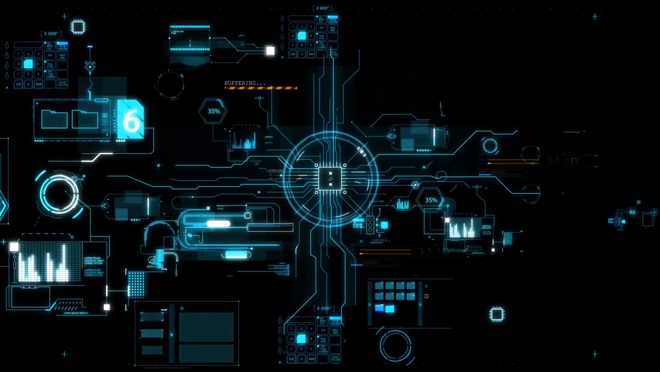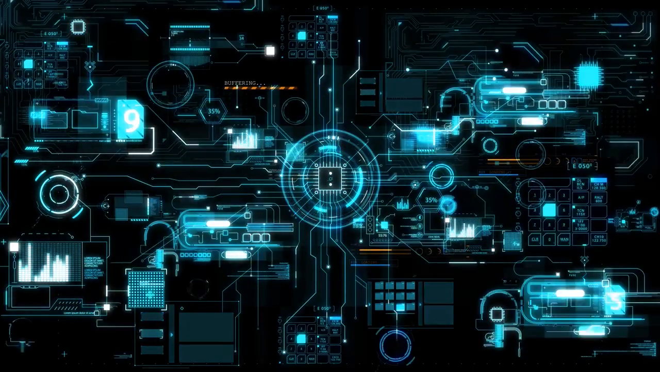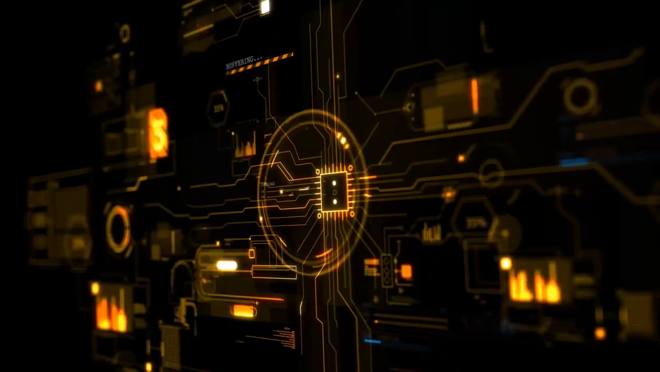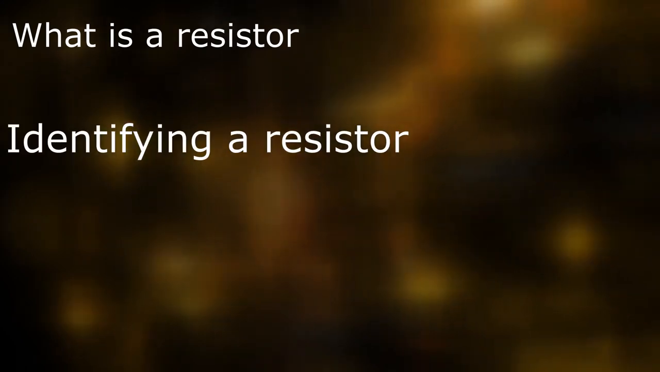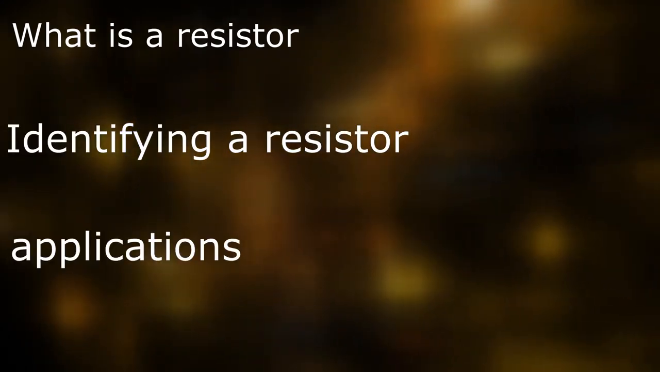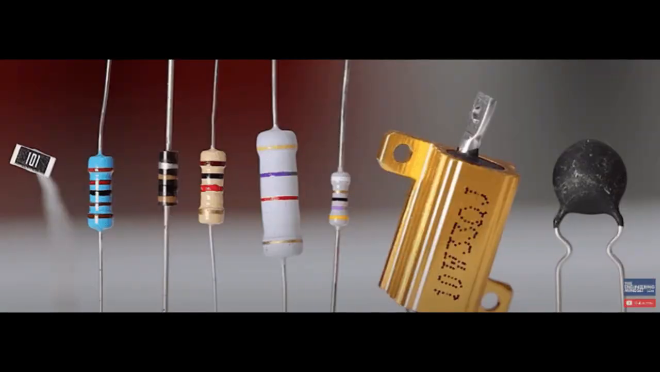Resistance is one of the crucial components that make up Ohm's law. Resistors are a critical piece in just about every circuit, and today we will discuss what a resistor is, identifying a resistor, and most importantly, applications of a resistor. Okay, so let's begin. Resistors are electronic components which have a specific, never-changing electrical resistance.